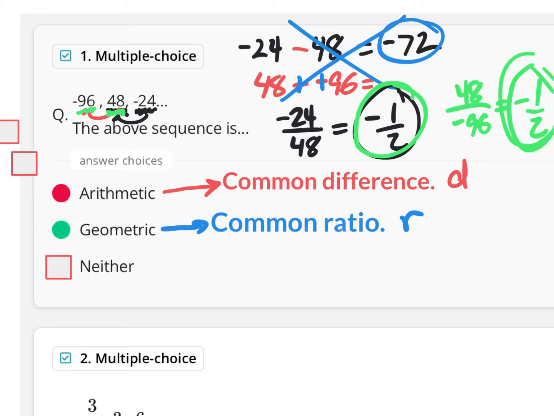Now, what if you took the number, subtracted the one before it, and you didn't get a common difference, and then you tried the common ratio, taking this one divided by this one, and it wasn't the same as this one divided by this one? Then it would be neither. But in this case, there was a common ratio. That common ratio is negative 1/2. Let's move on to the next question.